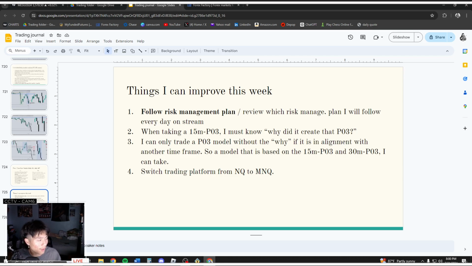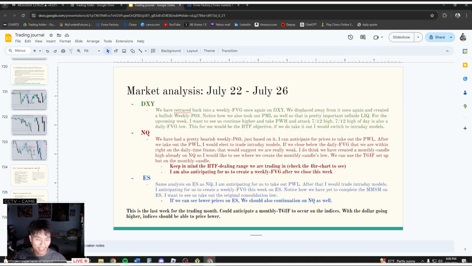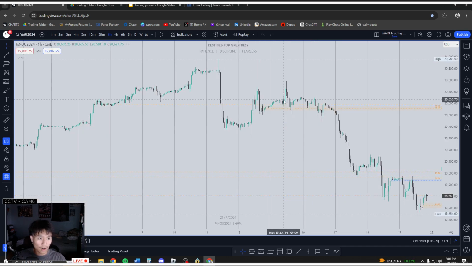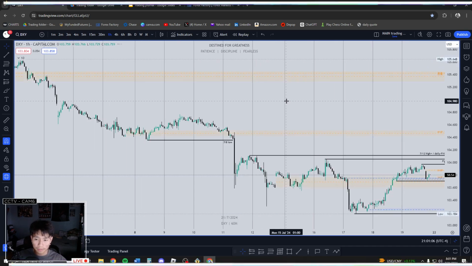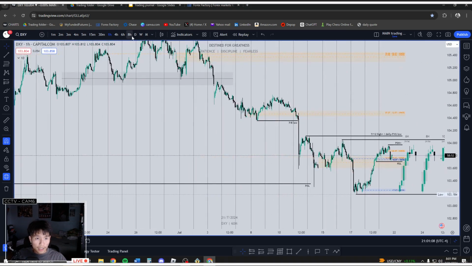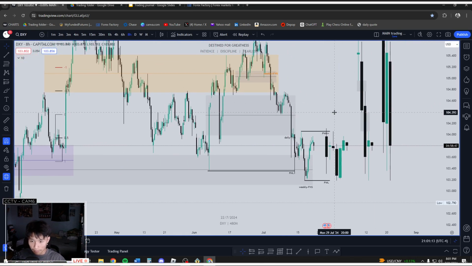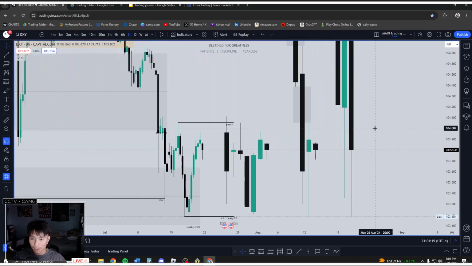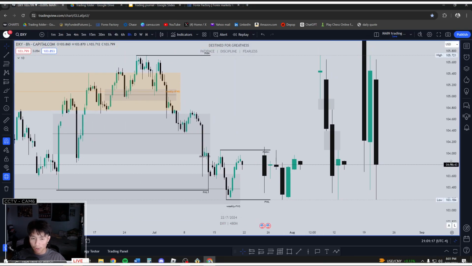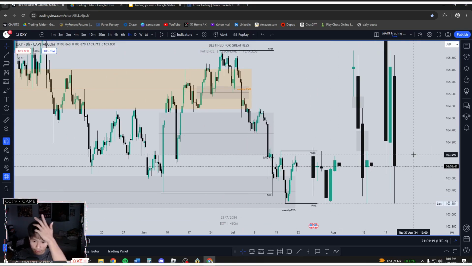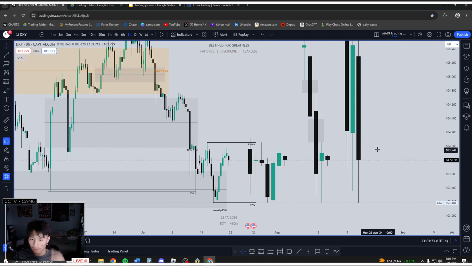And let's finally begin the weekly market analysis for July 22nd to July 26th. So I always want to start off my analysis on the dollar. And let's take a look at the 8-hour time frame here. So coming into this week, we are rather bullish as of right now, at least.